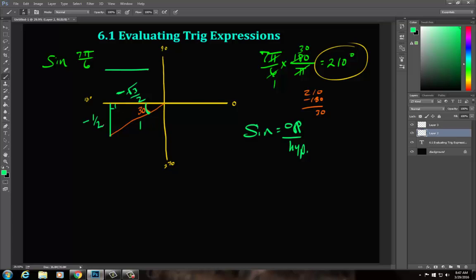So all we have to do is figure out what the opposite side over the hypotenuse is. The opposite side of the 30 is, of course, negative 1/2, and the hypotenuse is 1, so that would be negative 1/2 over 1, which is negative 1/2. And that would be the sine of 7 pi over 6. You'll have several different kinds of these problems tonight, and hopefully that'll help. Go back and watch it again if you need to. Have a good one.